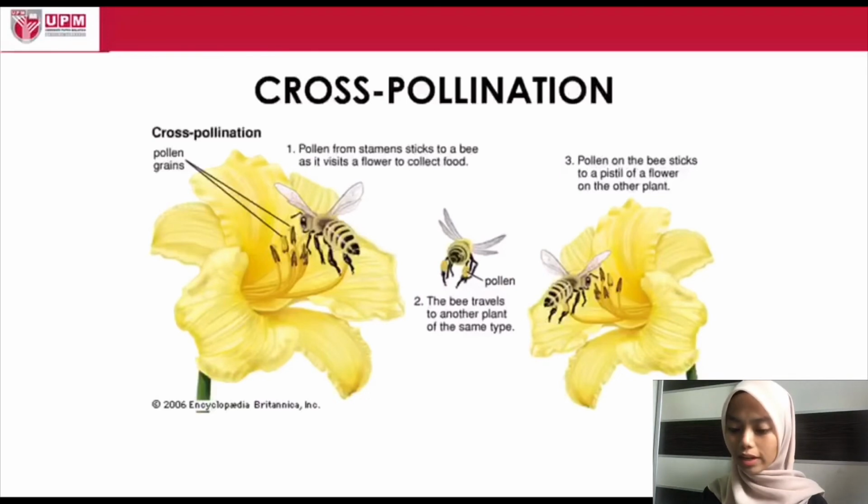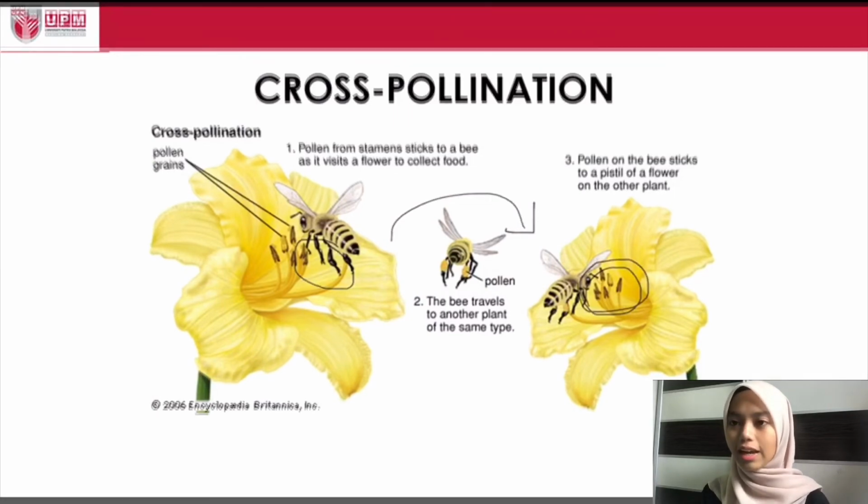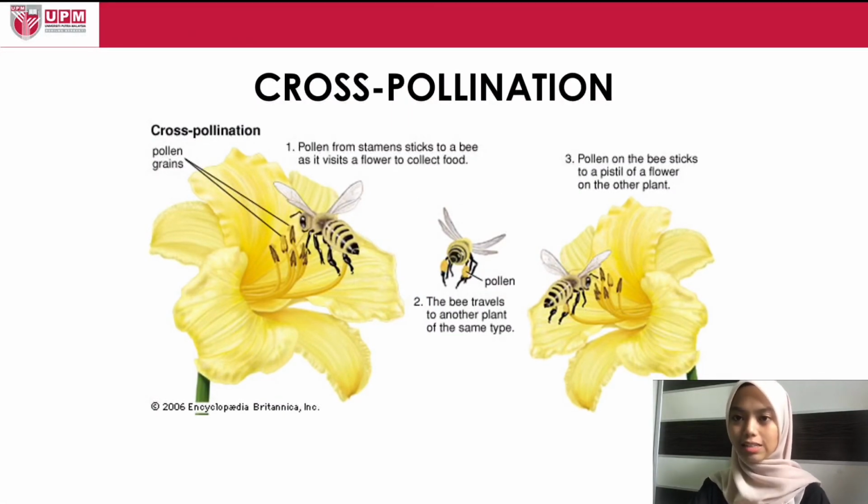The first one, pollen from the stamens will stick to a bee as it visits a flower to collect food. And next, the bee will travel to another plant of the same type. Last, the pollen on the bee will stick to the pistil of a flower on the other plant. And that's how cross-pollination occurs.